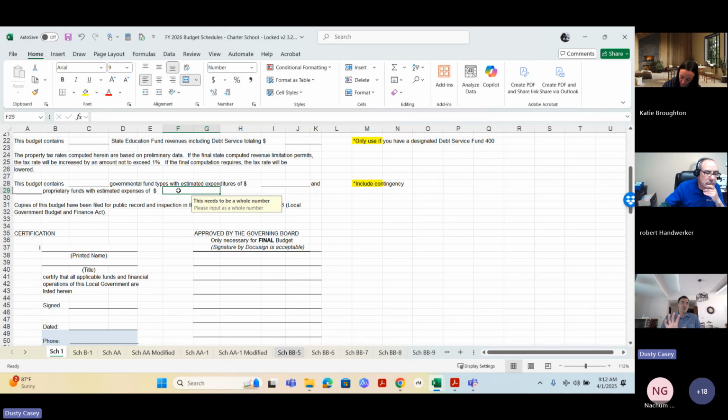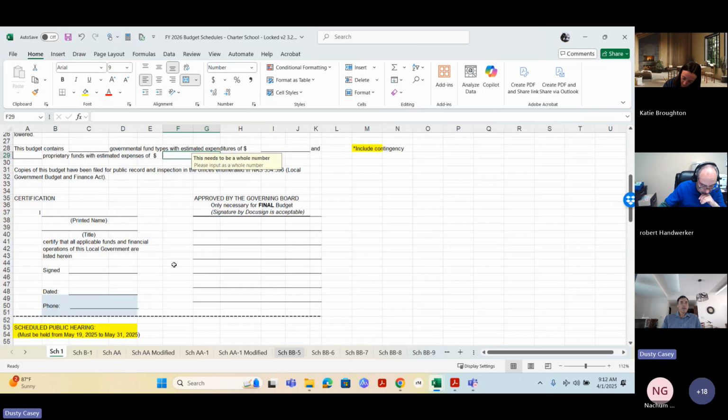I'm pretty sure the majority of you don't have a separate designated fund for enterprise funds. Even if you collect fees and stuff, it's probably in your general fund. But if you do, that would go in this estimated proprietary fund cell here, F29.